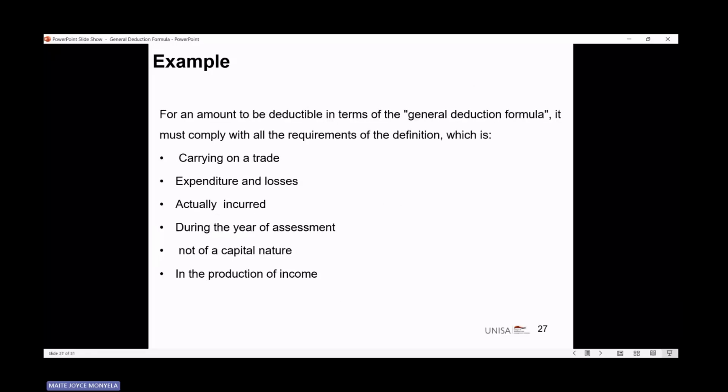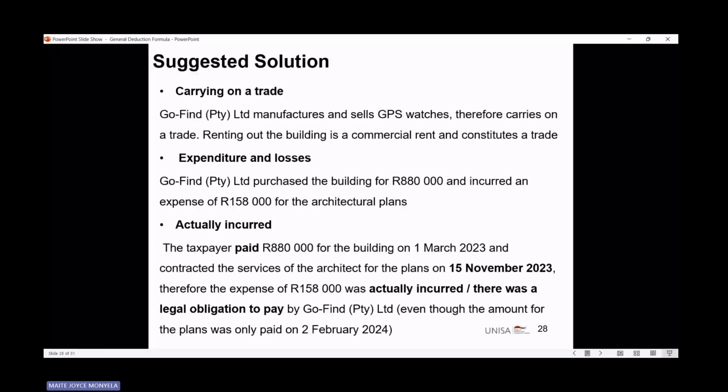So we are talking about carrying on a trade. I did show you the definition of carrying on a trade. They are in business, they trade, and they are renting. So they carry on a trade in terms of the definition of a trade. Next is expenditure and losses. The purchase of the building for 880 and incurred expenses of 158 for the architecture plan. So we want to test the expenses and losses.